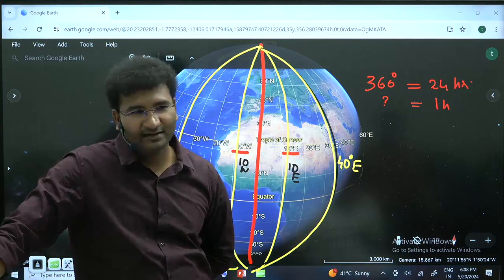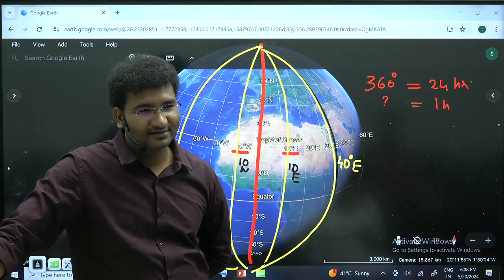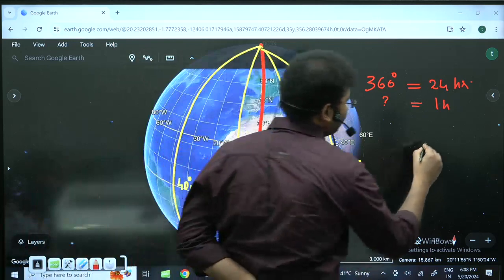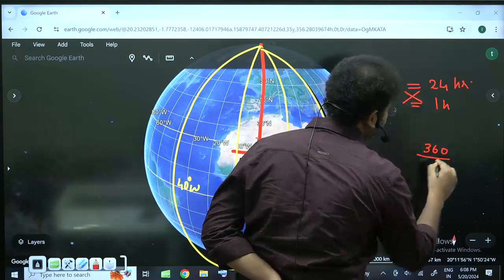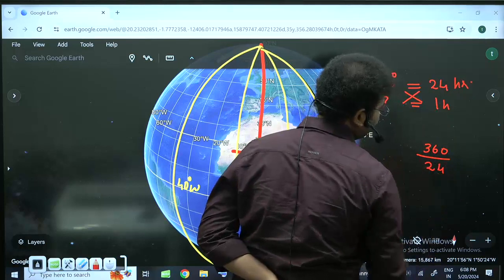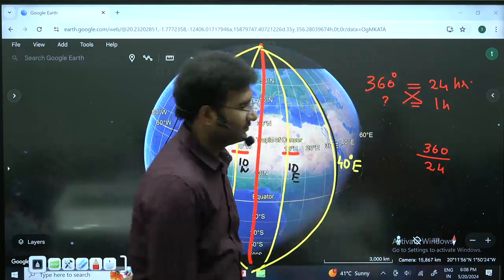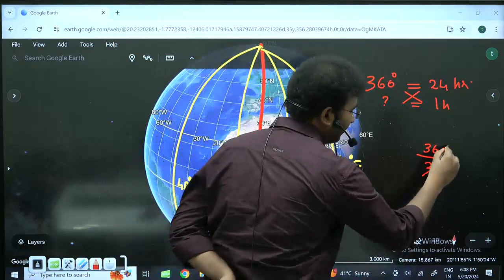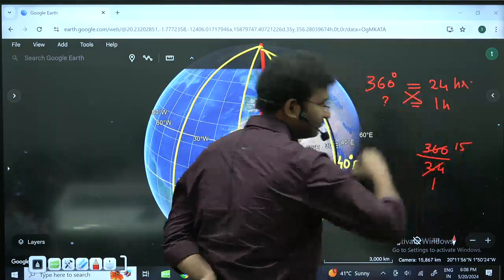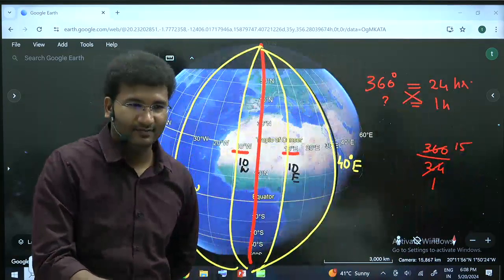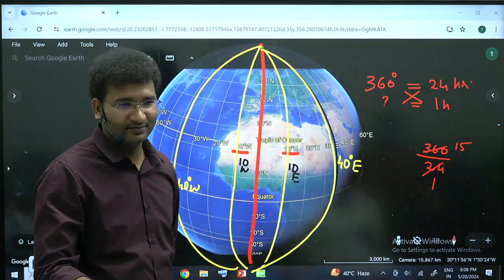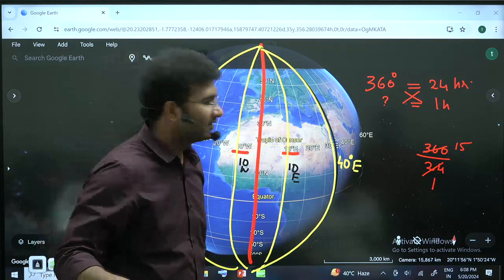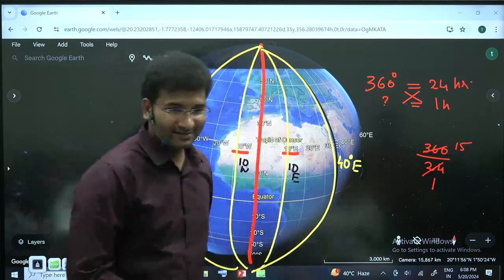Simple mathematic calculations. Yes? Cross multiply करो 360 by 24 once. कितना? सही है, गलत हो? Yes?